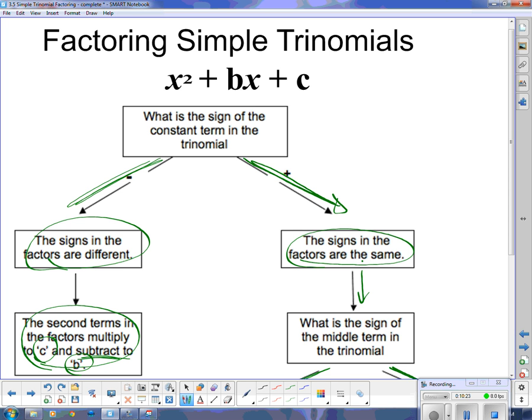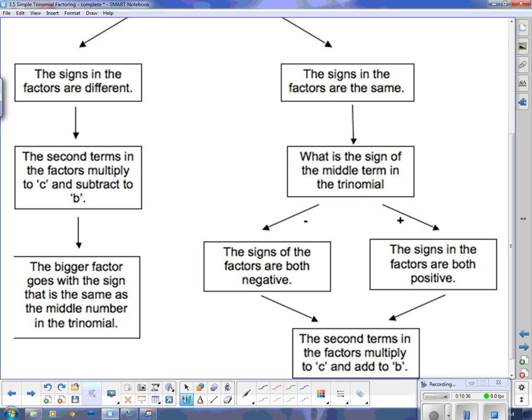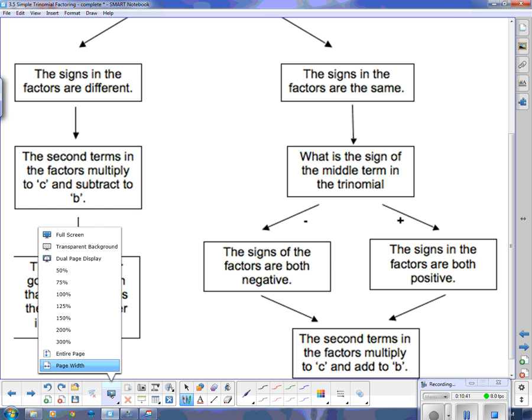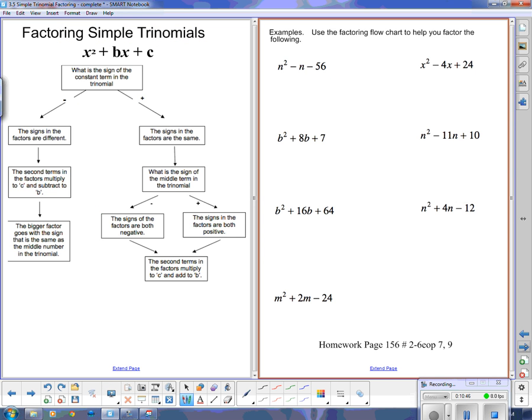Now I'm going to go through a few examples here. And again, over here, the bigger factor goes with the sign that's the same as the middle number in the trinomial. Now we got all of that out of the pattern that we spotted there. So now I'm going to split screen this so that we can see the flowchart as we do these questions. So use the factoring flowchart to help us here. Okay. And hopefully you can do this without the factoring flowchart, because it's right there to help us walk through it for the first couple.